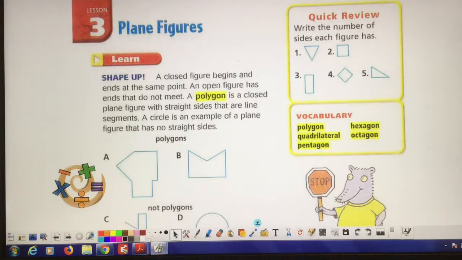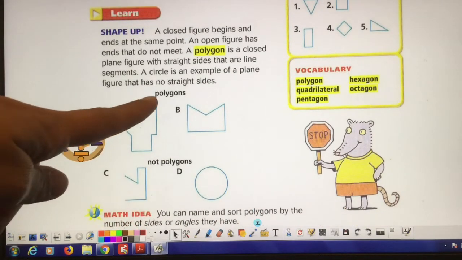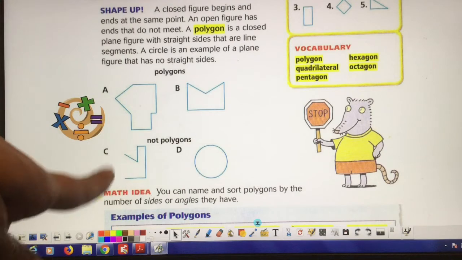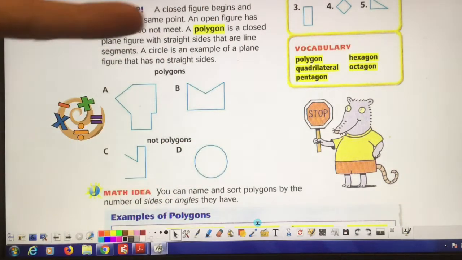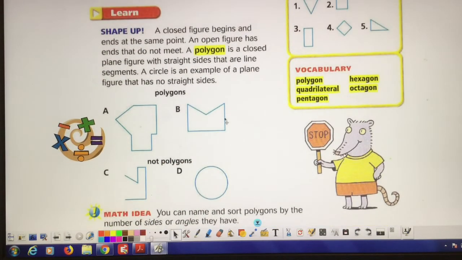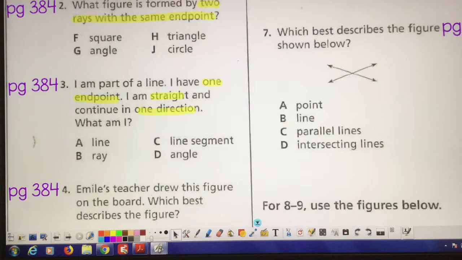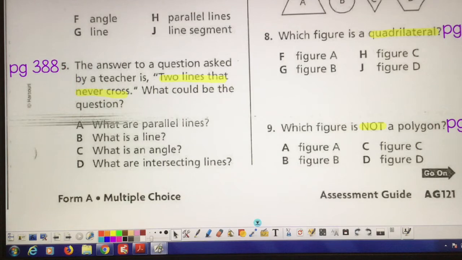So look at it. A and B are polygons. They all have straight line segments, right, and they're closed. Not polygons, remember, they're open or they don't have any straight lines. So taking a look back at number 9, which one's not a polygon? Figure A, B, C, or D.